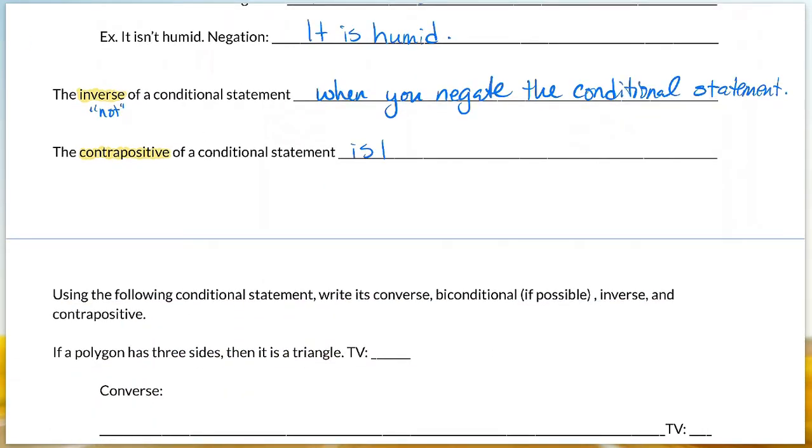So this is to negate the converse. So my nickname, flip and not. That just helps me to remember them. So you have your conditional, your original. You have the converse, which is where you flip the order. You have the inverse, which is when you negate this whole thing. You negate the hypothesis and conclusion of the original statement. And the contrapositive is when you flip the order and you negate. So you could also take the converse, which is already flipped, and negate it.